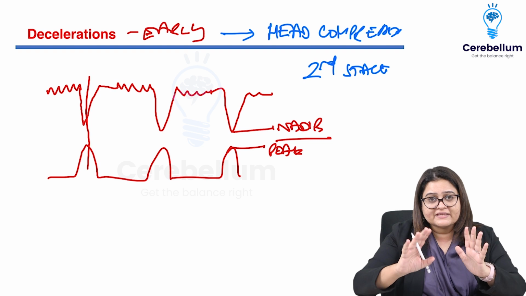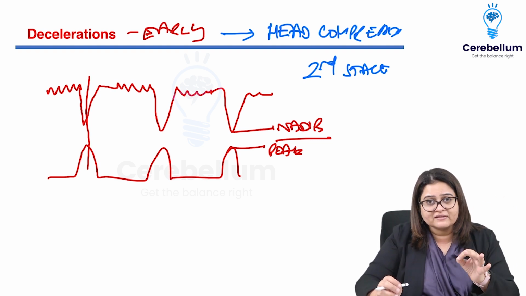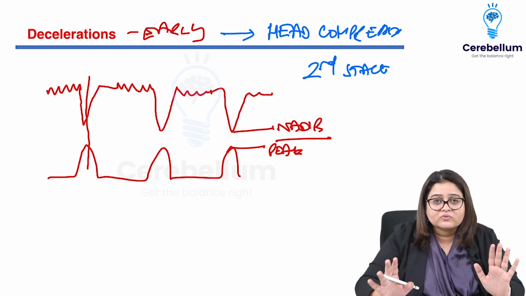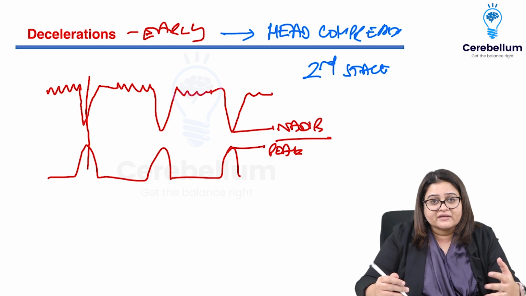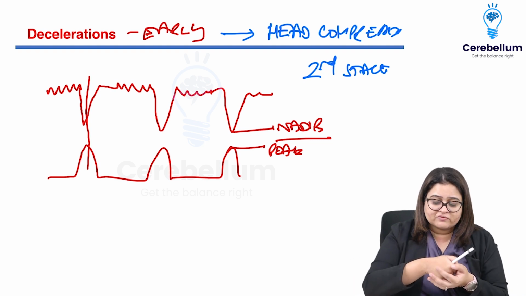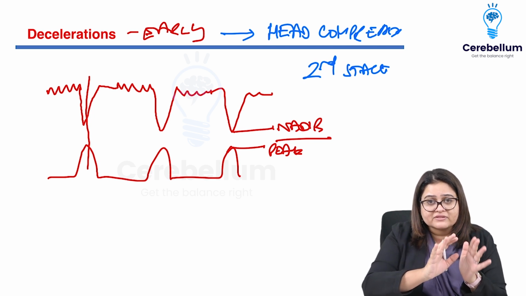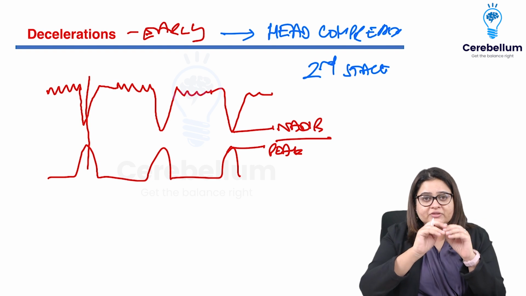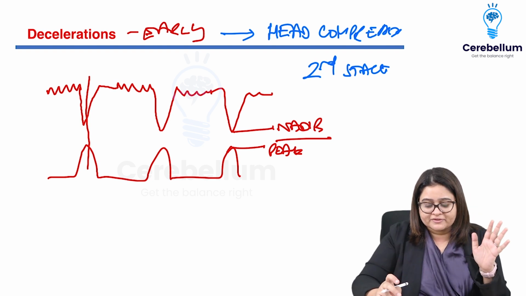So they are not very sinister. If you see early decelerations, especially in the second stage of labor, there is not much reason for concern, because these are expected. You're expected to see early decelerations in the second stage of labor because of head compression. So this is not a sign of fetal distress. You are more or less reassured, especially in the second stage, that these are all right.